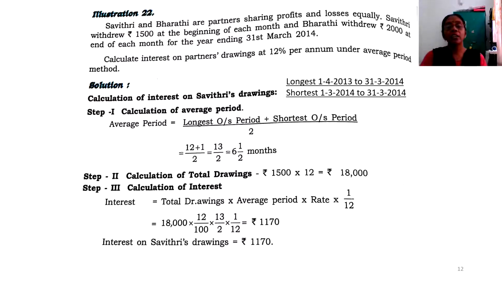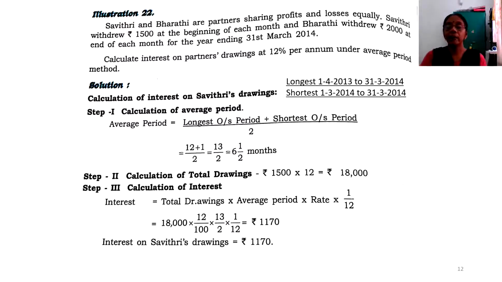So our financial year is going to start on 1st of April 2013, and so her withdrawal starts on 1st of April. Since it is given as beginning, she begins to withdraw from 1st of April. I have put working notes on my right-hand side, which you could observe on the slide. The longest period I have mentioned as 1st April 2013 till 31st March 2014.